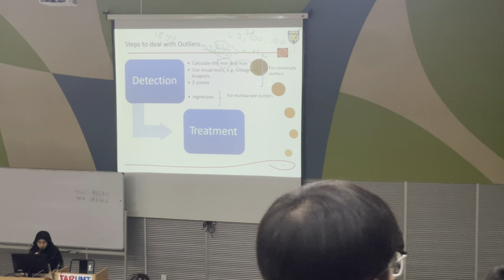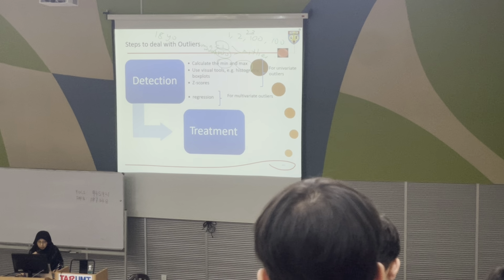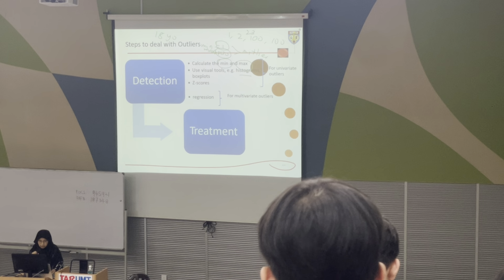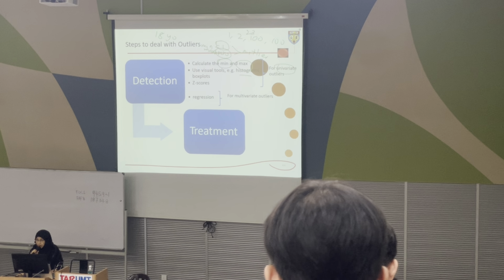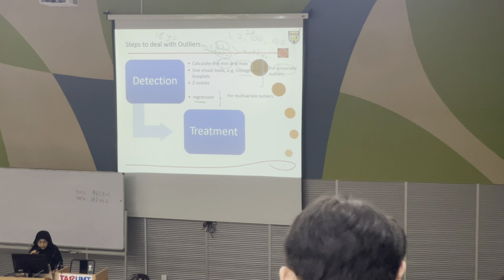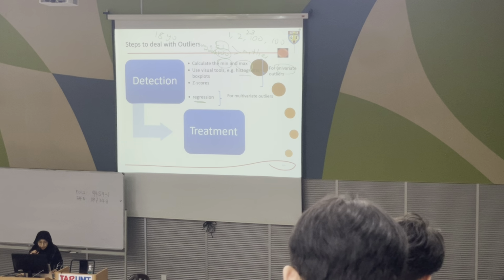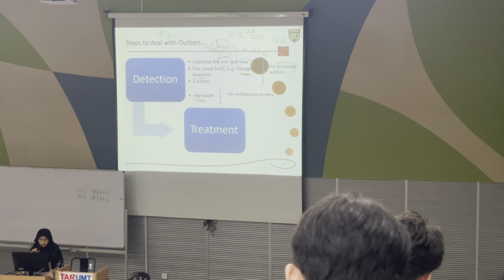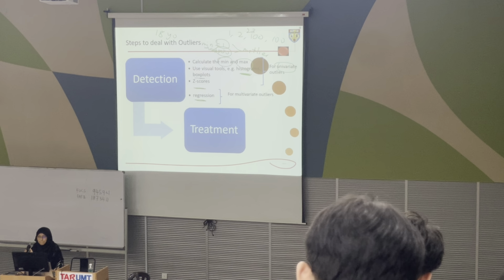Okay, and then another way to detect outliers: you can use a histogram for univariate outliers, or if you have multivariate outliers, you can use regression. Instead of using histogram and box plot, you can also use Z-score.